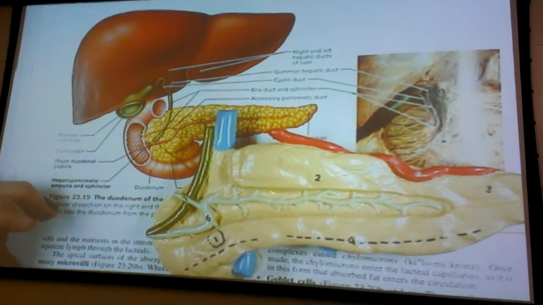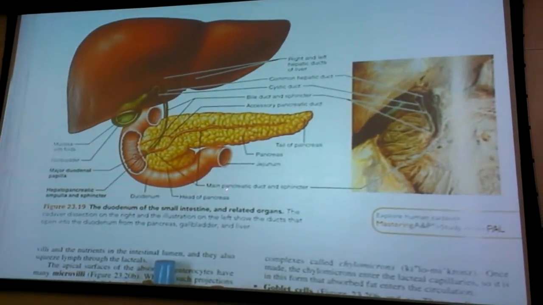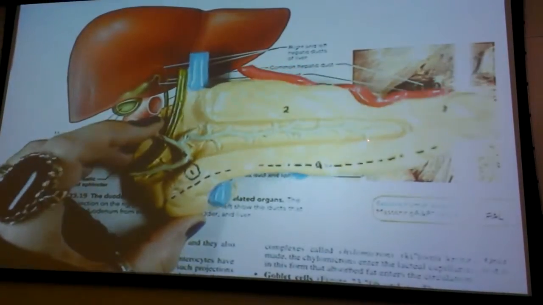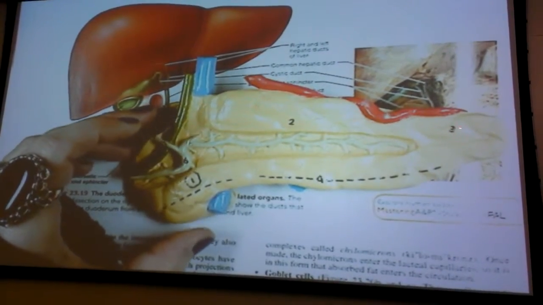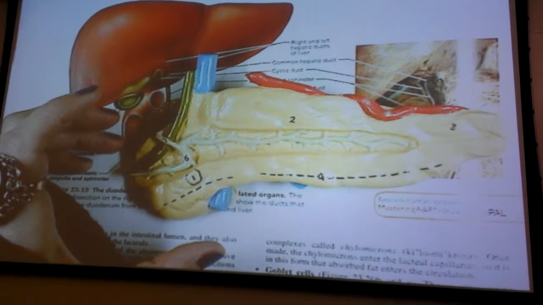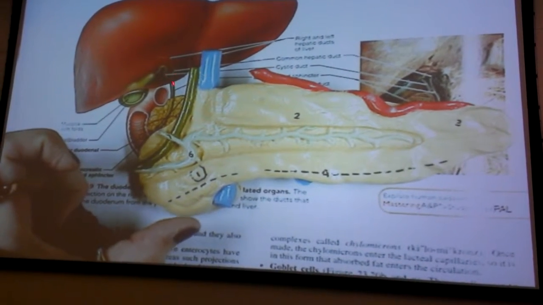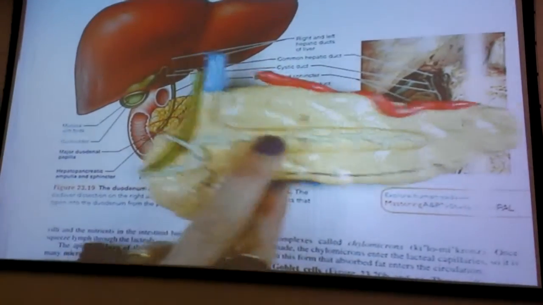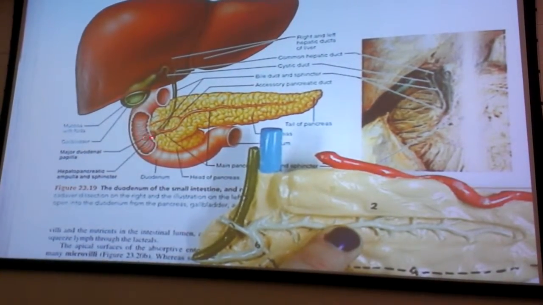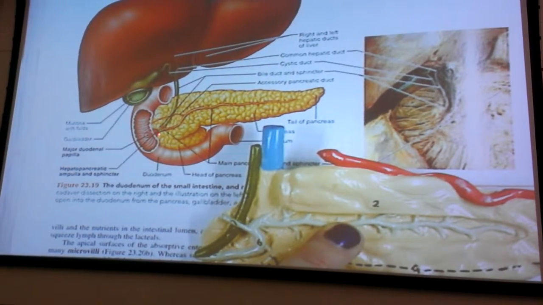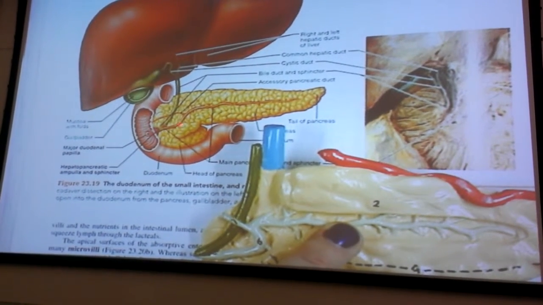This right here is the main pancreatic duct. Here's the main pancreatic duct. This is the tail of the pancreas. This is the head of the pancreas. So you've got your main pancreatic duct that comes down here, and your common bile duct, which comes down here, and they both feed into the duodenum right here at the hepatopancreatic ampulla and sphincter, right here.